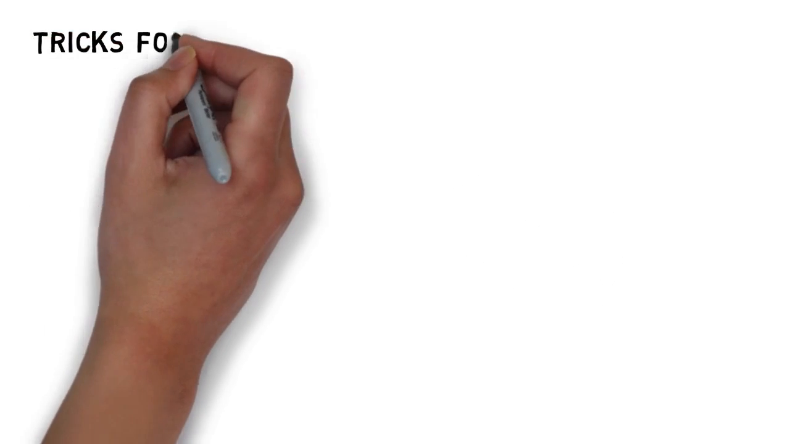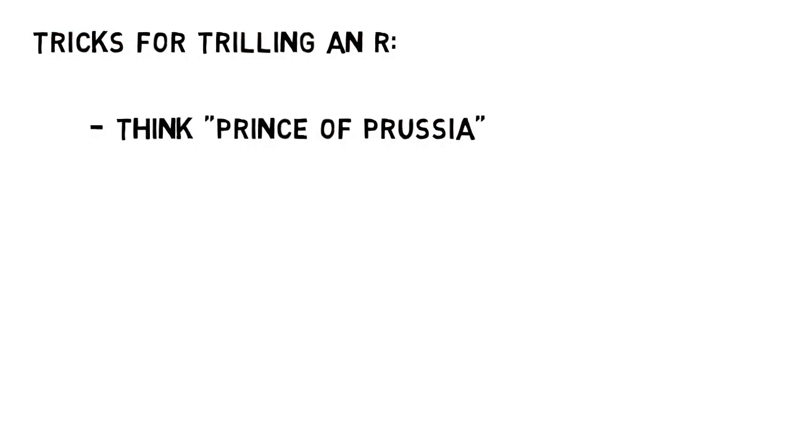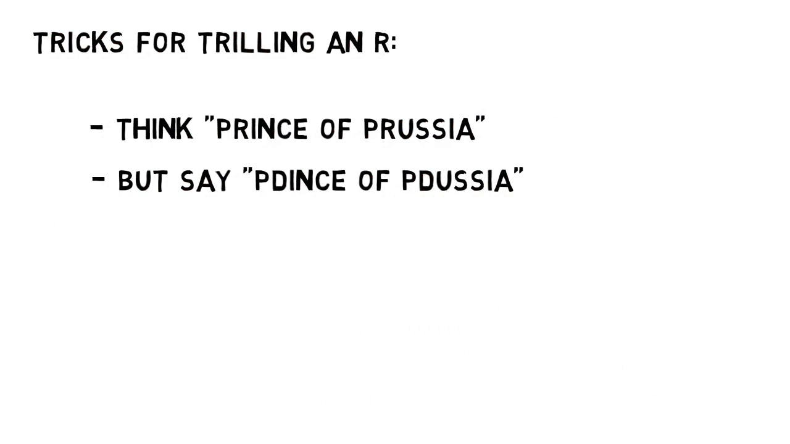The best trick I've heard for pronouncing this consonant is to think the phrase Prince of Prussia while you are saying Prince of Prussia. You're going to replace those R's with D's. And then you kind of play around until your tongue starts to cooperate. Prince of Prussia, Prince of Prussia. This one should come pretty quickly in that context.